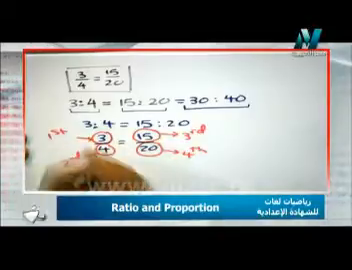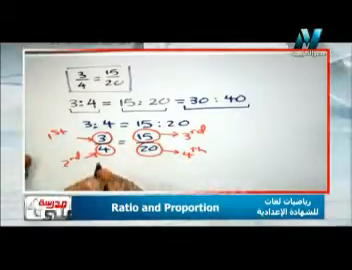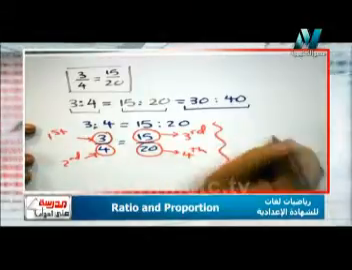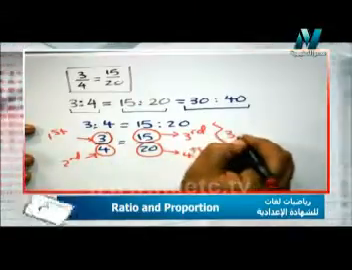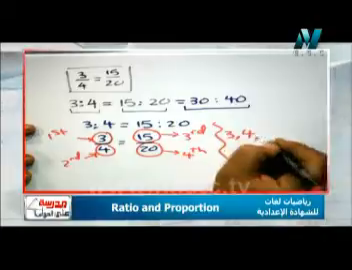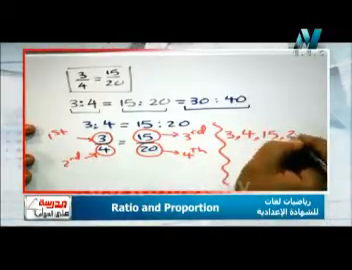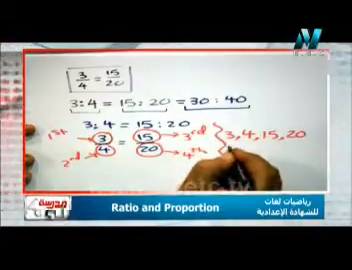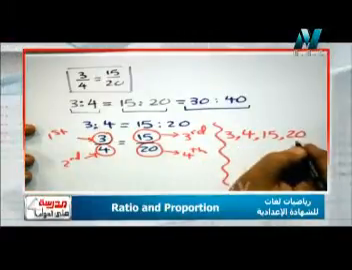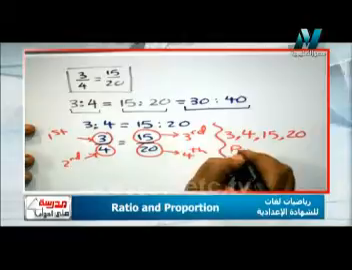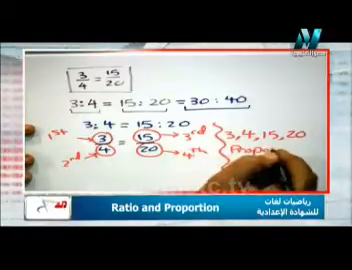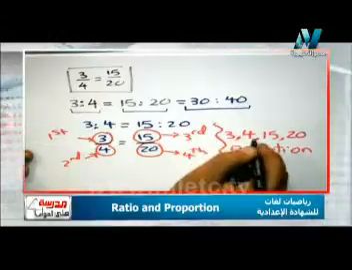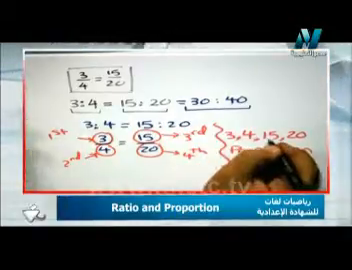So we have 4 quantities and they are proportion. A new technique of writing this, we can write it as 3, 4, 15, and 20. And we say something like this in 5th primary: these 4 numbers are proportion, because 3 over 4 is the same as 15 over 20.